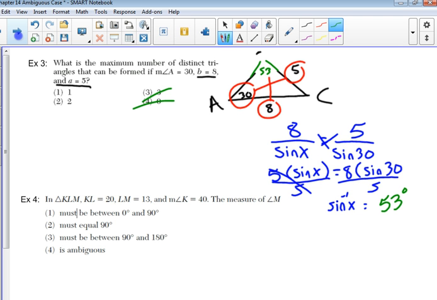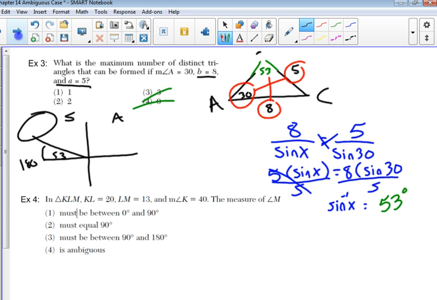Now here's the tough part. We have to remember to test the second quadrant, because sine is positive in 2 places. We already know it's 53, but if I take 180 and go back 53, what's the other possible angle? 127, good job. So let's test it out. If I put 127 in, am I over 180?